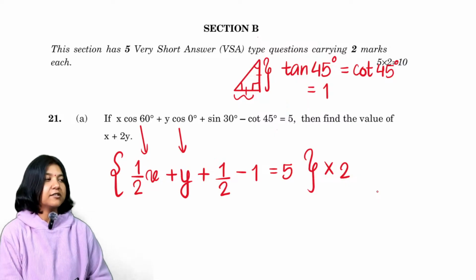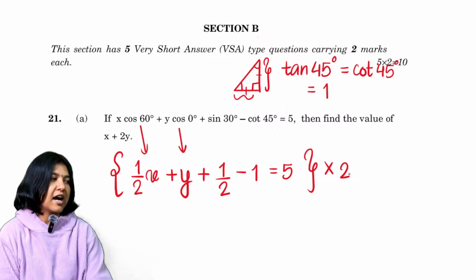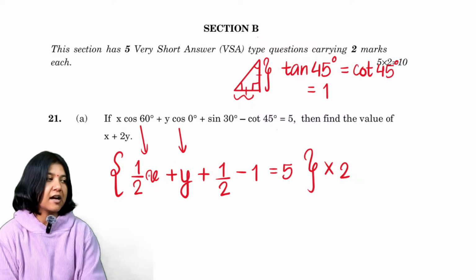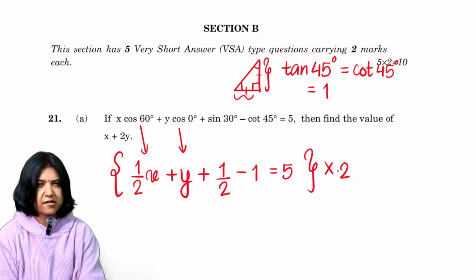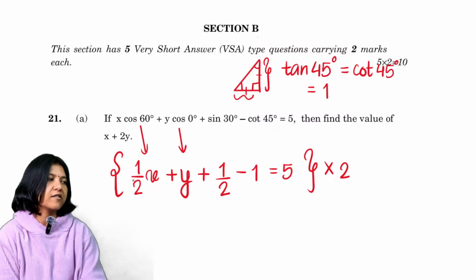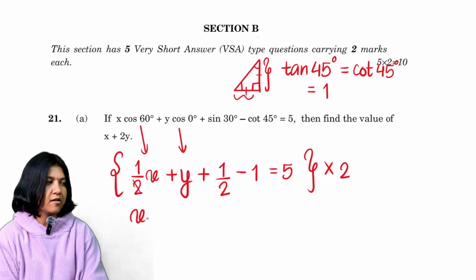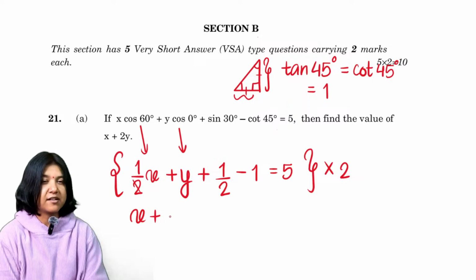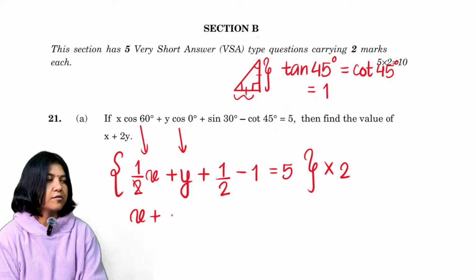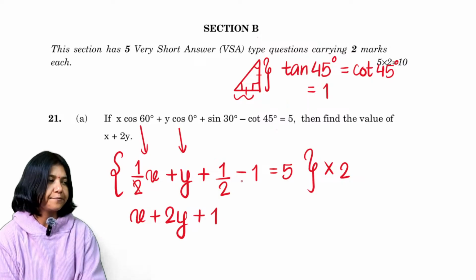So when I do that, I'm doing half times 2 in the first place. Half times 2 is just 1, the reason I'm multiplying by 2 is to get rid of this 2. So it will cancel out, giving me x alone at the top. Now y just becomes, because I'm multiplying the whole equation by 2, this has to become 2y. Again, half times 2 is 1. Minus 1 multiplied with 2 gives me minus 2. And 5 times 2 is 10.